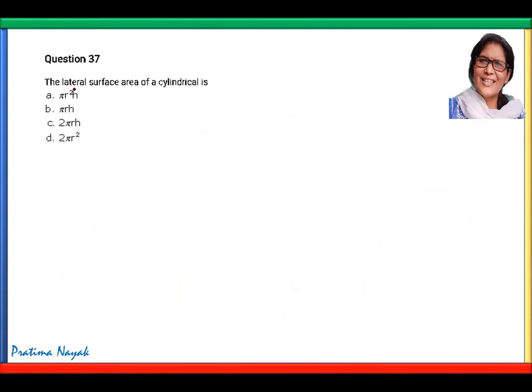Question number 17. The lateral surface area of a cylinder is: pi r square h, pi r h, 2 pi r h, 2 pi r square h. So you know cylinder, it is the same as your curved surface area. Lateral means the same, so C is the answer, 2 pi r h.